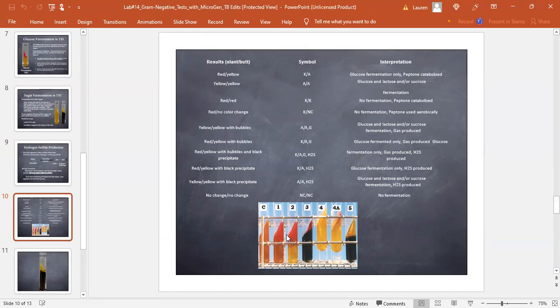Does it have fermentation? So it does not have the fermentation of the sugars, but it has the fermentation of the peptones. Well, it's not necessarily fermentation, it's just a catabolic reaction, but the peptones are being used. And that produces our more alkaline environment, and that turns the pH indicator that deeper pink that you see.